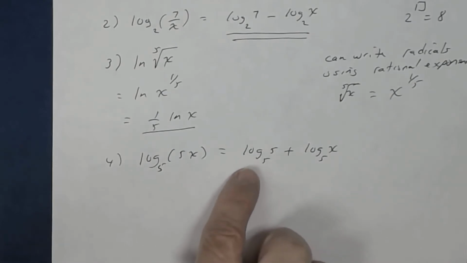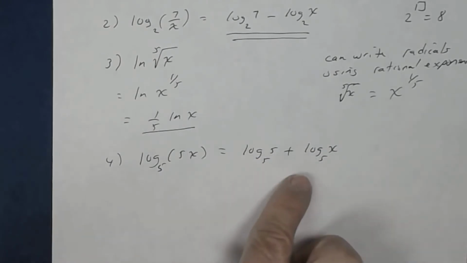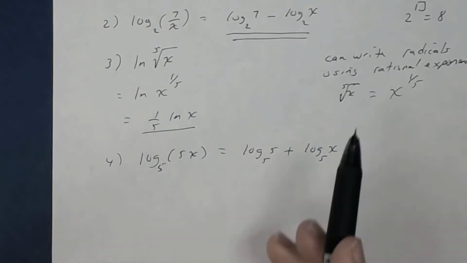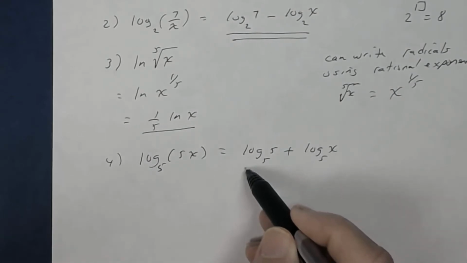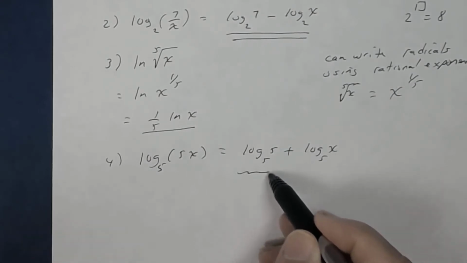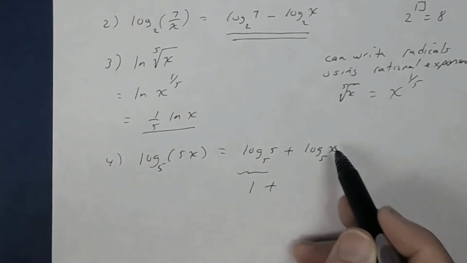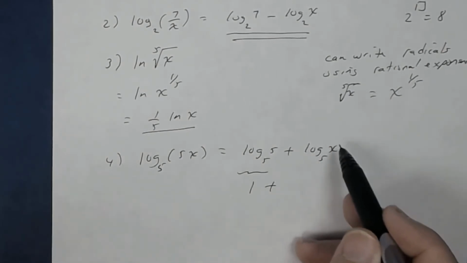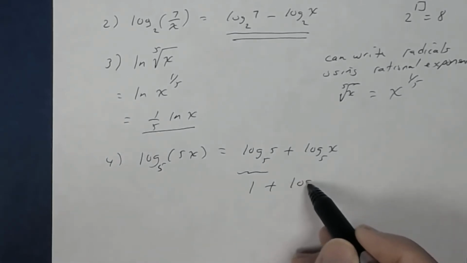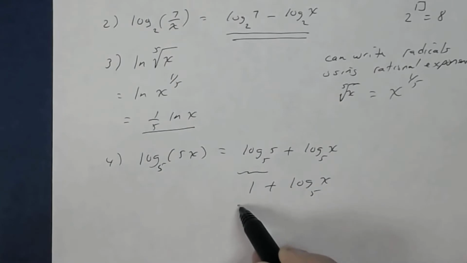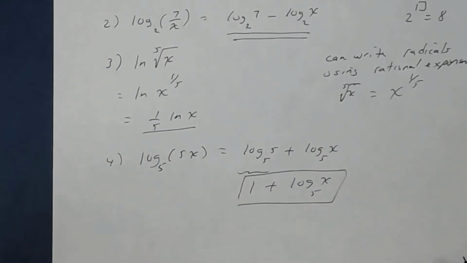So if you look at this right here, can I rewrite this into another expression? Yes, you can, because 5 to what power is 5? 1. So this is 1. All right, so this becomes 1 plus, and I'm not going to do anything with this because 5 to what power is x? Well, you don't know that. You don't even know what x is, right? So that's a variable expression. Leave that alone. You can't simplify that. And there's your answer. Okay?